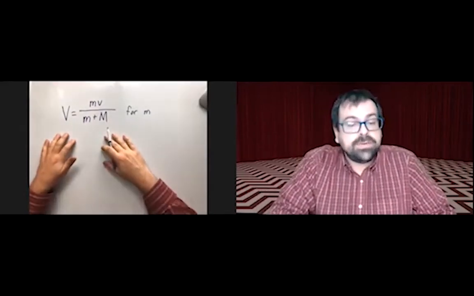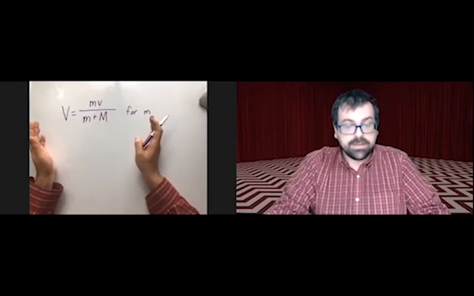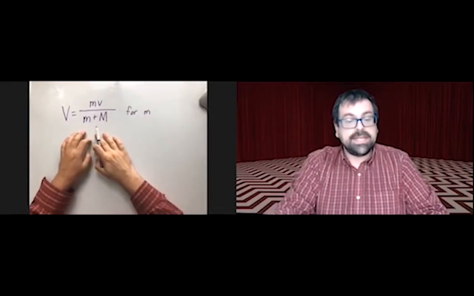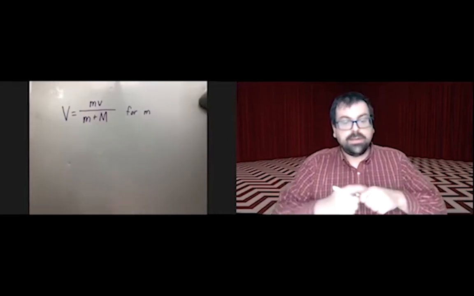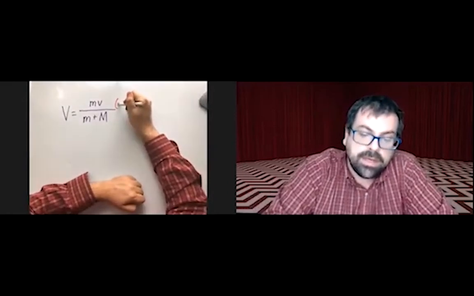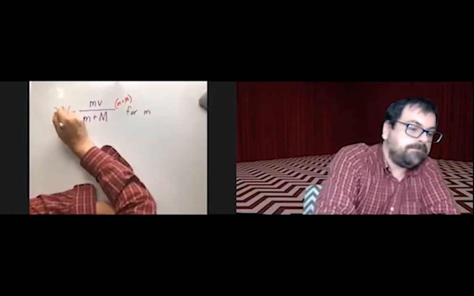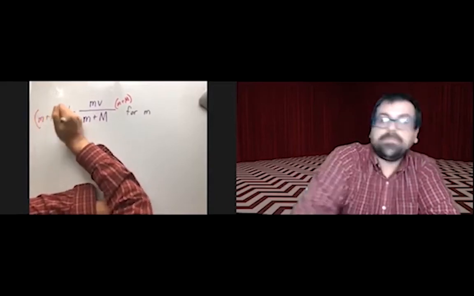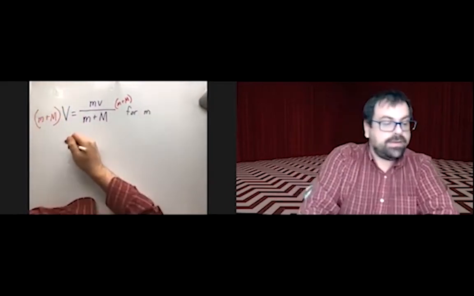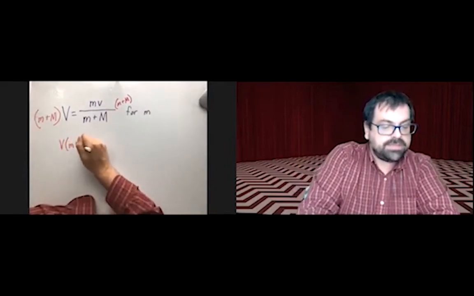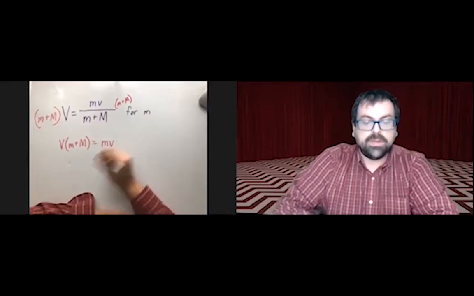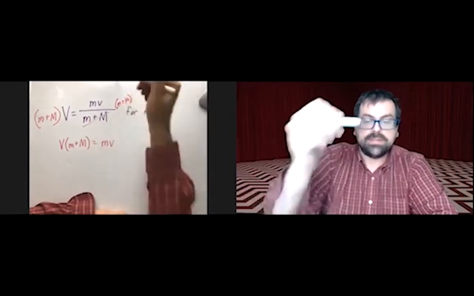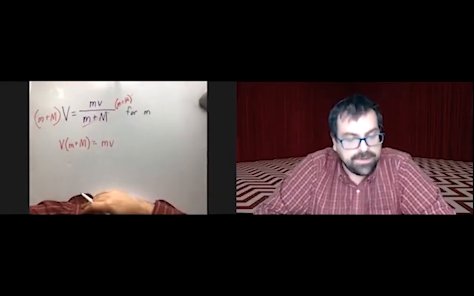What we know we can do is get rid of fractions by multiplying by the LCD. Here, the LCD is little m plus big M. If we multiply both sides by little m plus big M, we get big V times little m plus big M equals big M, little v. Why? Because the m plus M canceled on this side.